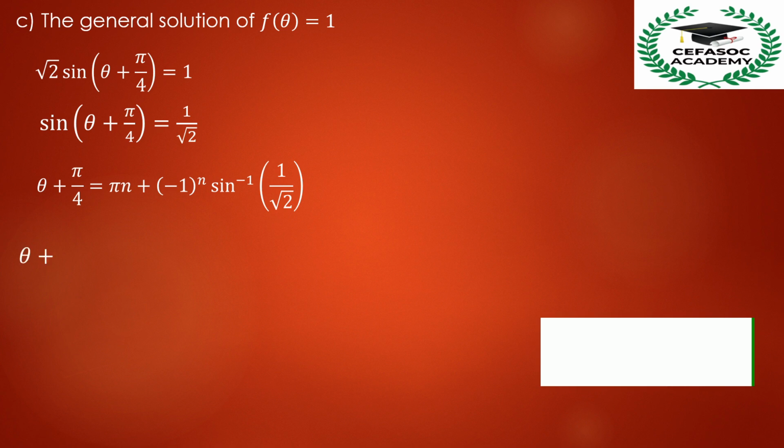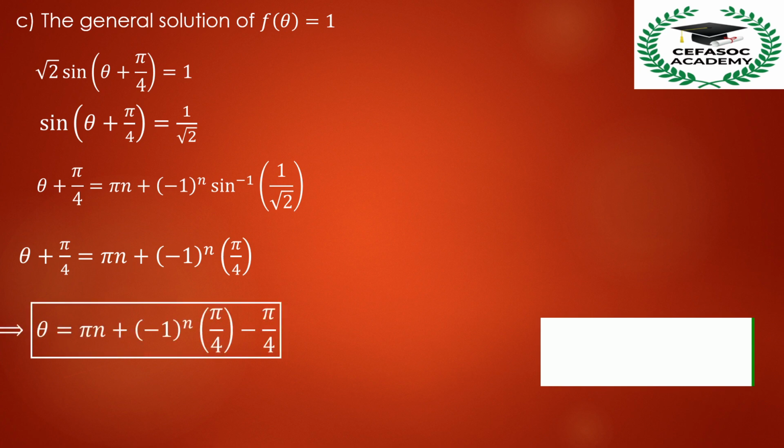So from there, I will have theta plus pi over 4 is equal to pi n plus negative 1 to the power n, all into pi over 4, because sine inverse of 1 over root 2 is pi over 4, or 45 degrees. So I will have my theta to be pi n plus negative 1 to the power n, all times pi over 4, minus pi over 4, because the pi over 4 on the left hand side goes to the right hand side and becomes negative when it crosses the equal sign.